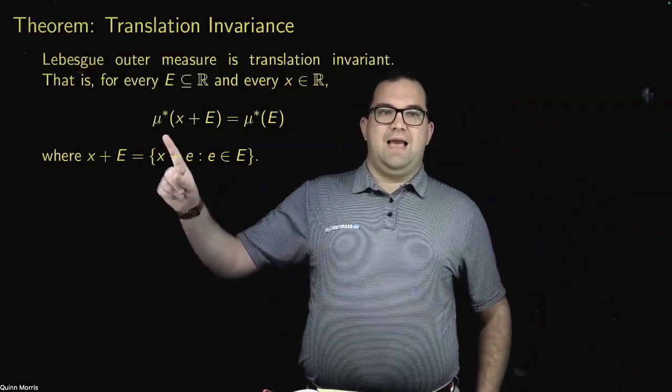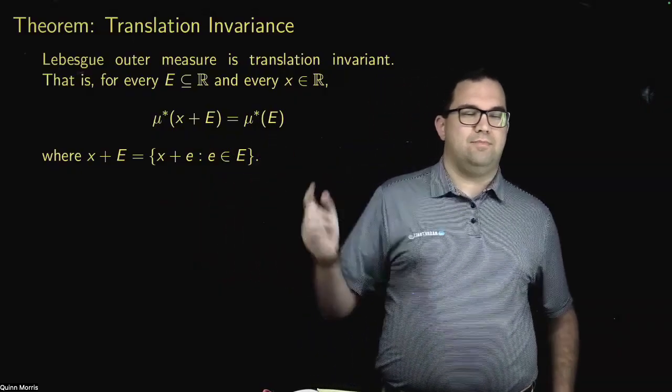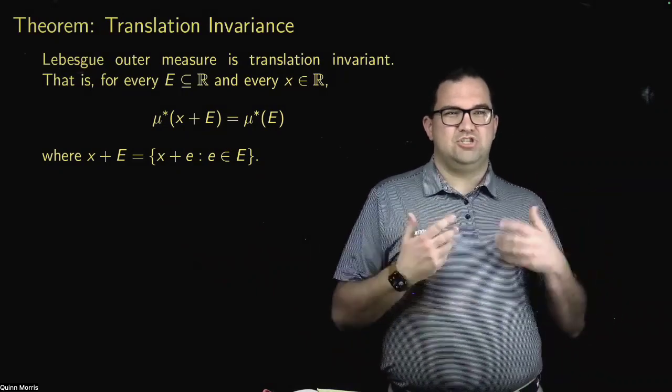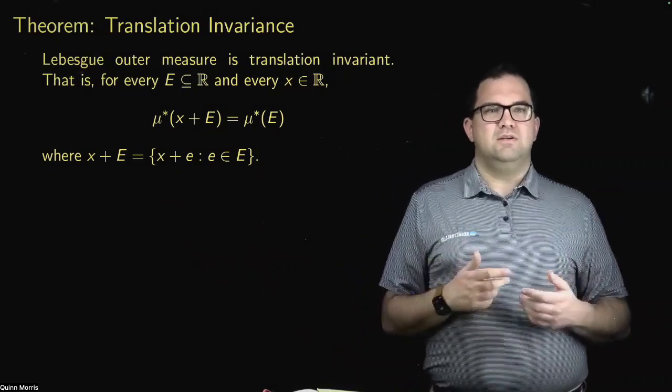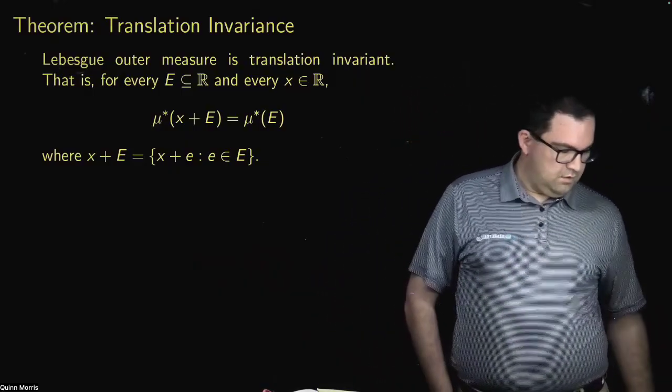But the idea here is that the outer measure of x plus E, it ought to be exactly the same as the outer measure of E. You're just shifting, right, the set. You're not really changing the lengths of anything. So the outer measure should stay the same. That's what we'd like to prove. All right.